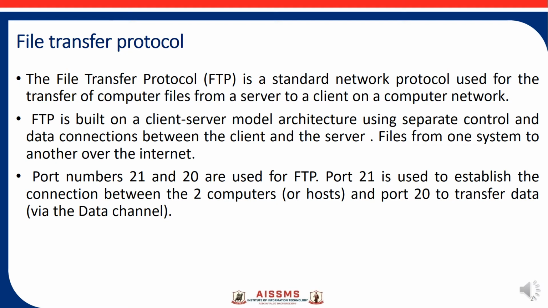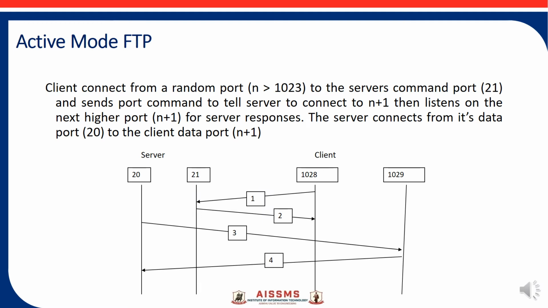So files from one system to another system we are going to transfer via the internet, and there are different ports present for the connection establishment purpose and for the data transfer purpose. There are two main ports present, 21 and 20. Port 21 is used to form the connection between the two computers or two hosts or two devices, and port 20 is used to transfer the data in between them. There are two types of modes present in the FTP: active mode and passive mode. So we will see one by one.